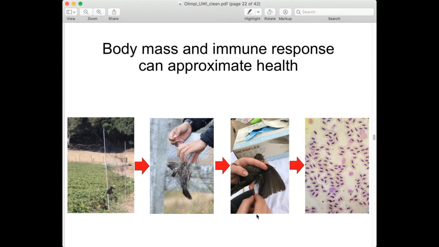And then also, what's going on in that third picture is I'm taking a blood sample from a bird. And from the blood samples, we can prepare a blood smear on a glass slide and actually look at what's going on with their immune response. So in the picture on the right, those little dots are red blood cells, and the bigger pink splotches are white blood cells. So by counting different types of white blood cells, we can understand if a bird is having an immune response and if it's more or less stressed.